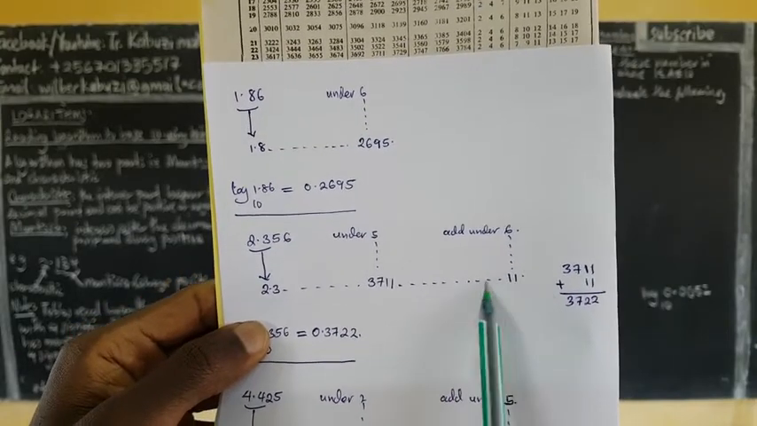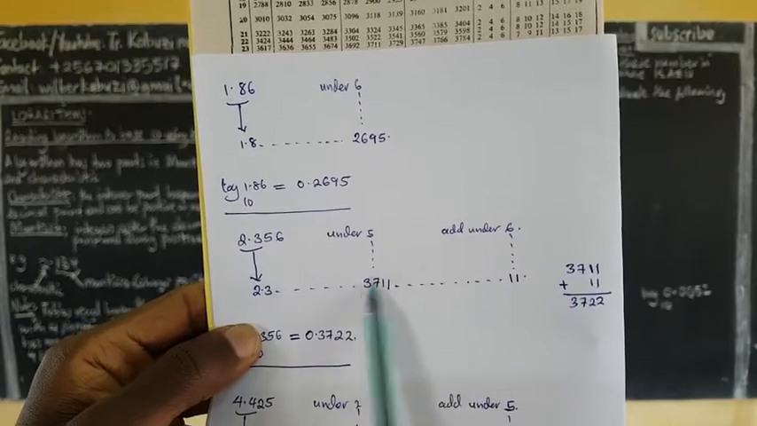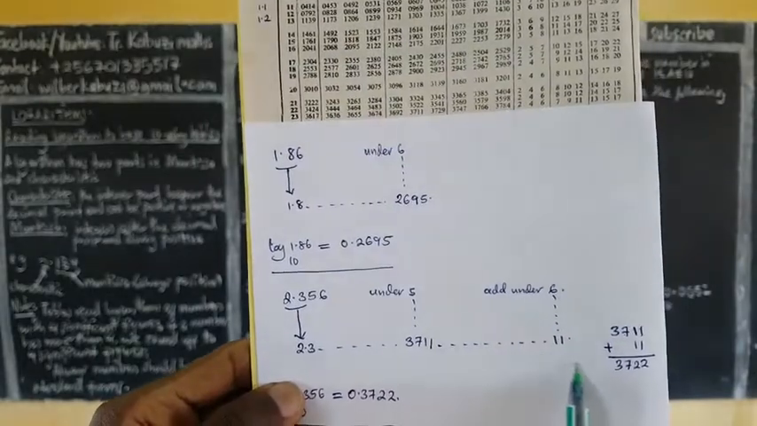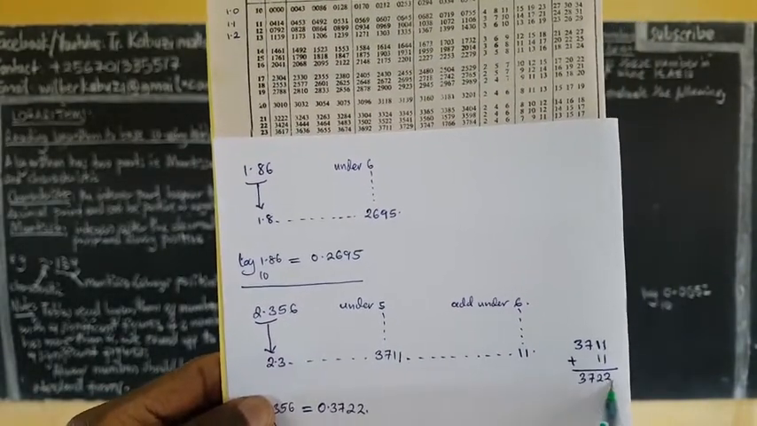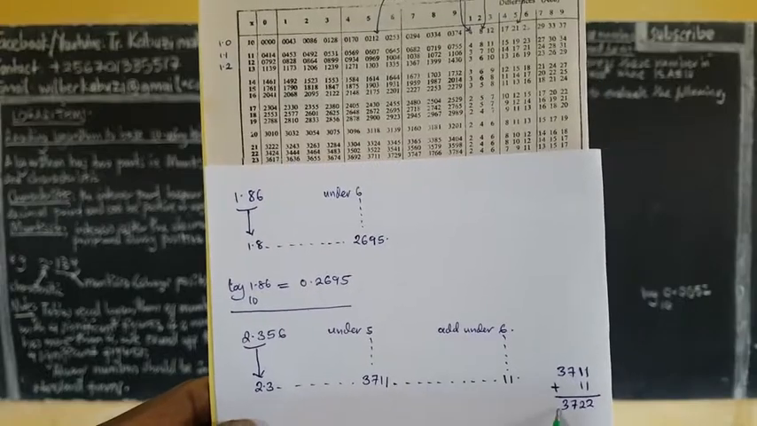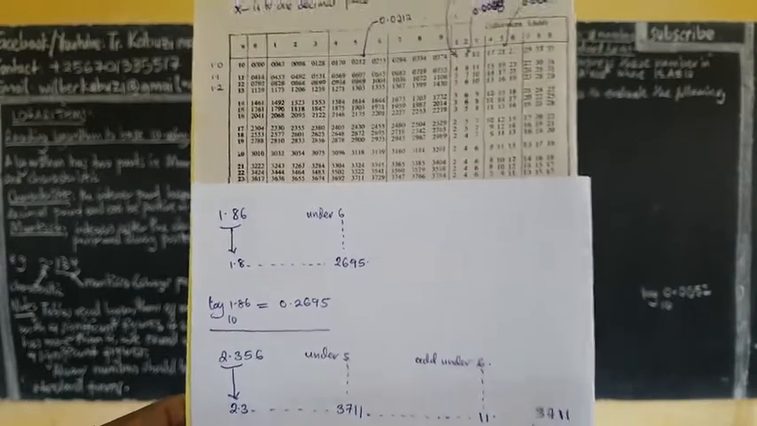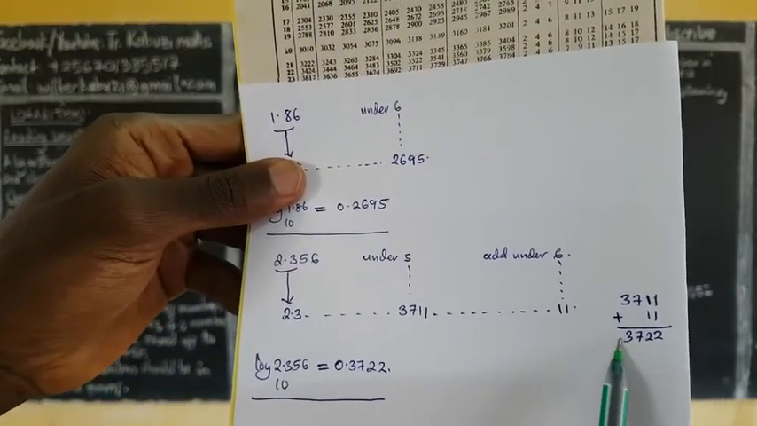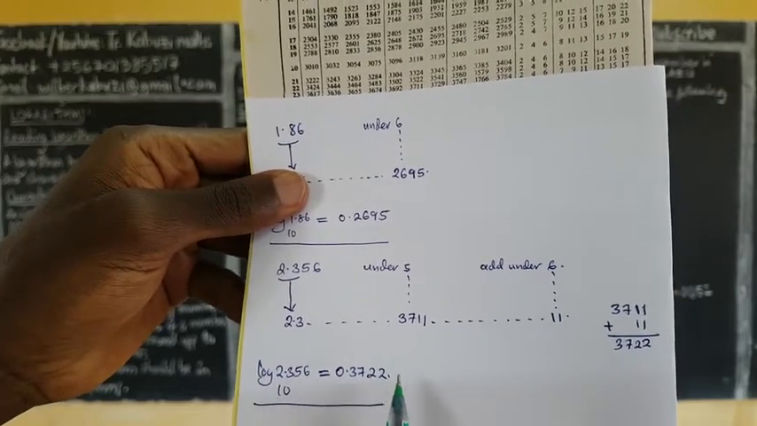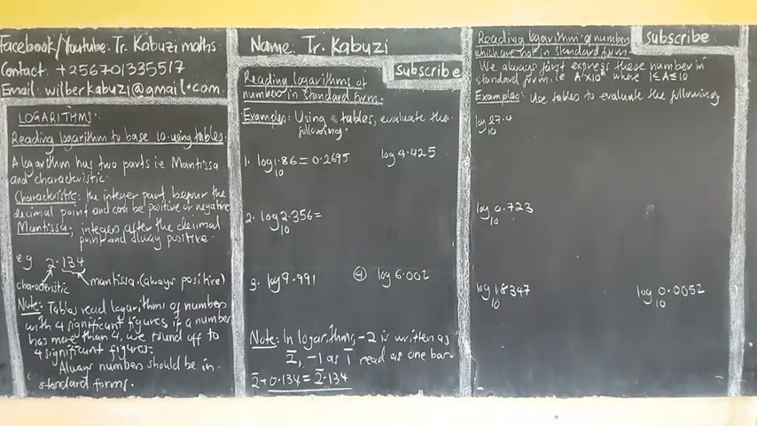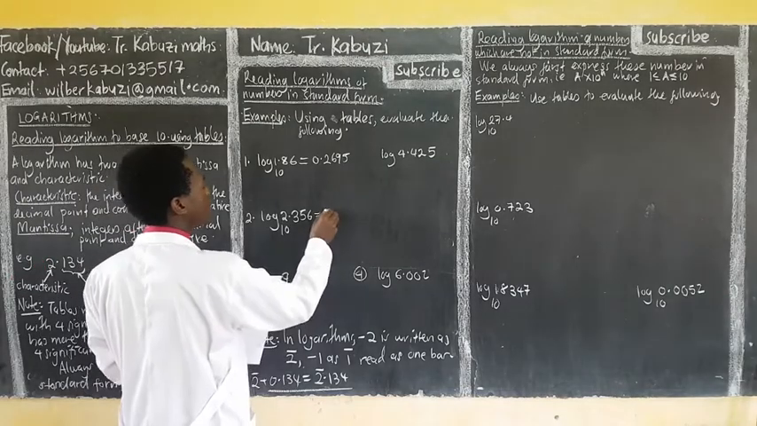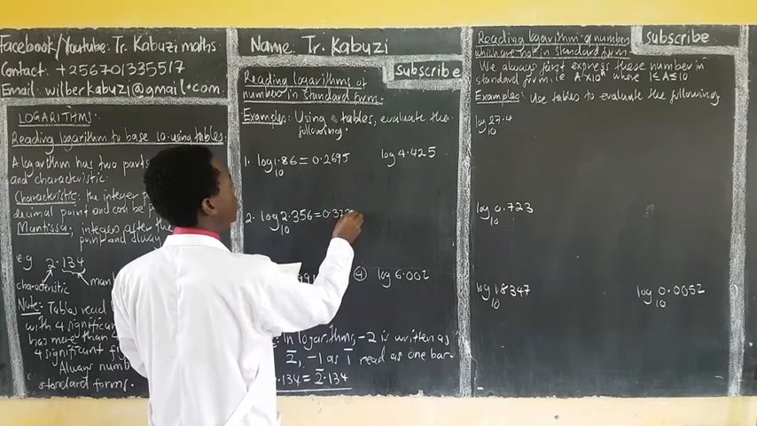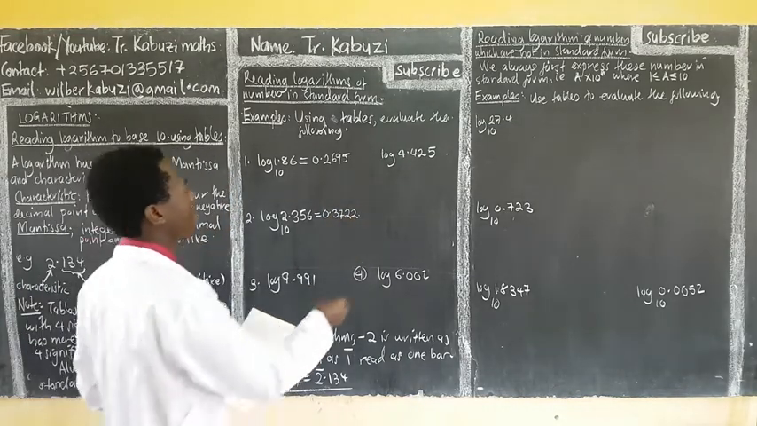What we do, you get this value here and add on this value, because they are telling us to add. I think you see this word here, add. So you get this value here, and we add it to this. This is what we get when you add them. But remember, they are having 1 decimal point there. So after adding, we put a decimal point here and a 0.3722. So my answer there is going to be 0.3722.